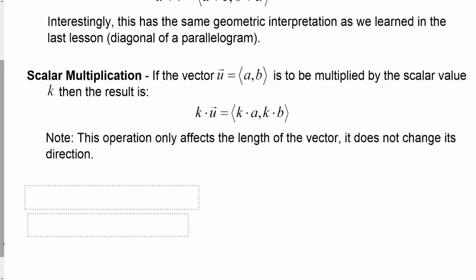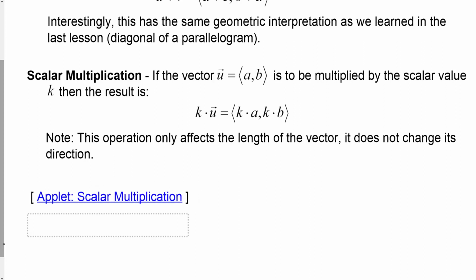And the operation here only affects the length of the vector and it does not change its direction, in the same way that it did geometrically in the last lesson. So let's look at an applet for scalar multiplication and vector addition and see how that works.